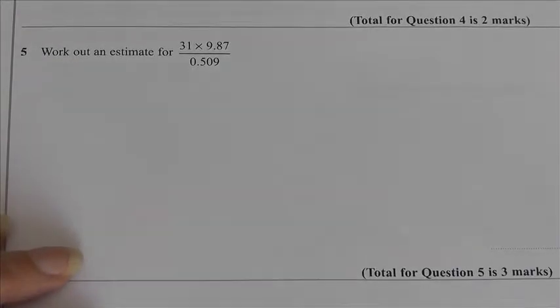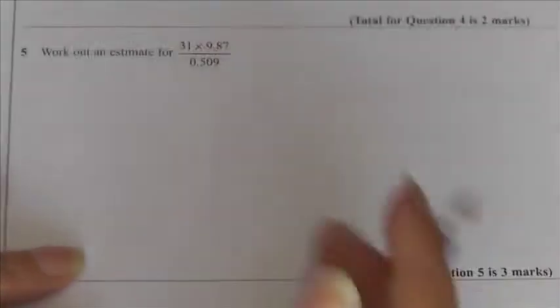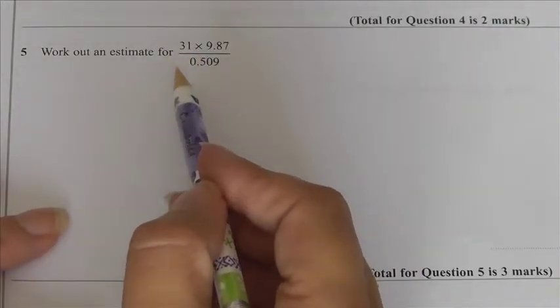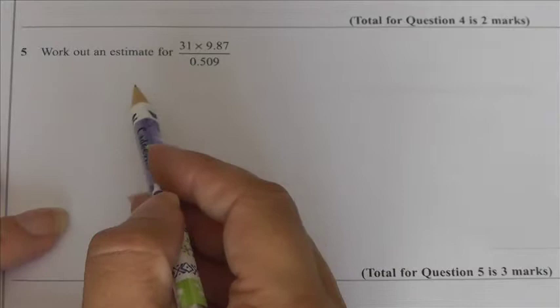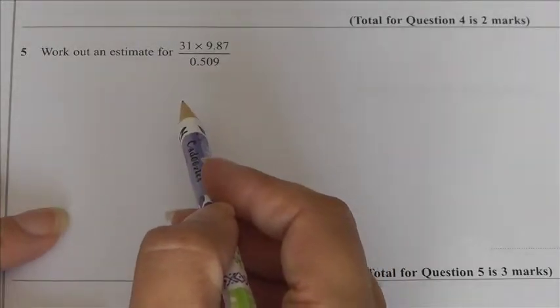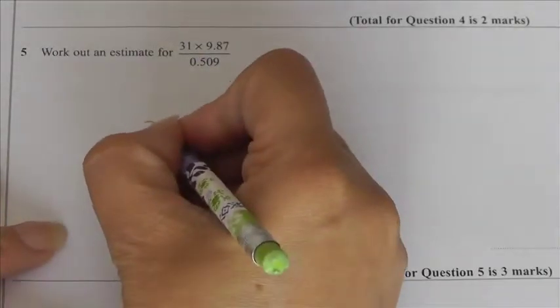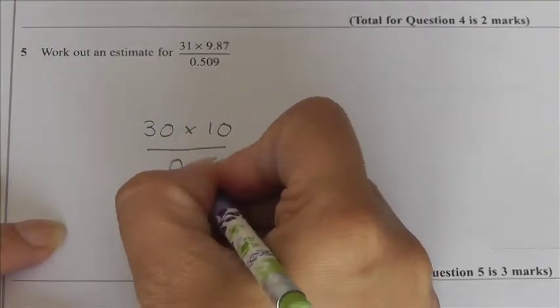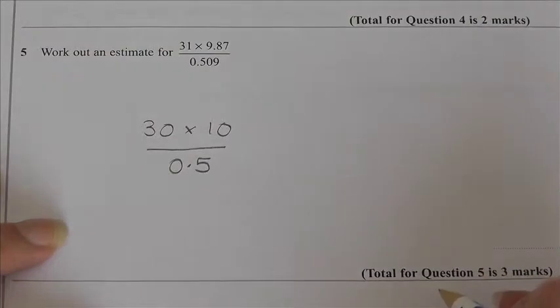Question 5 is an estimating question. Edexcel specifically defined how they want you to estimate, and they want you to round each of these numbers to one significant figure and then perform the calculation. So your first mark comes from actually rounding those. So to one significant figure, this becomes 30 times 10 divided by 0.5.